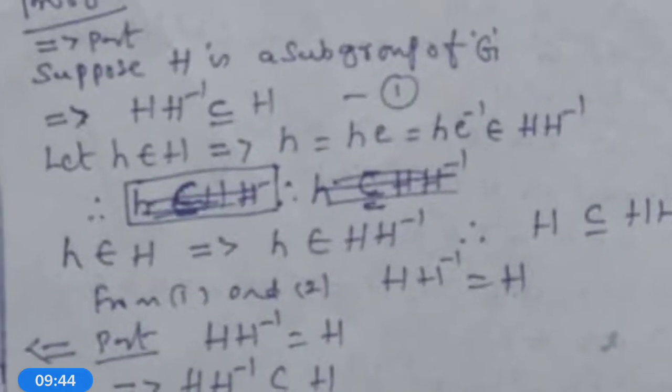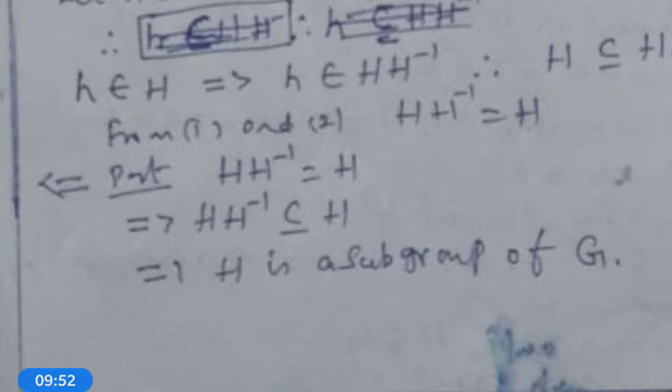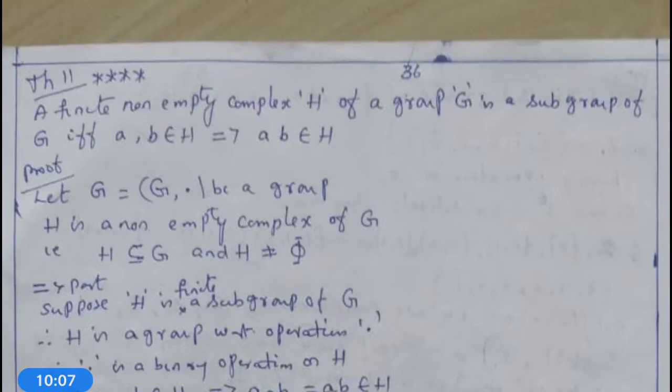Therefore, once again, the implies part is: if H is a subgroup of G, then we have proved H H inverse is equal to H. The implied part is: H H inverse is equal to H, then H is a subgroup of G. So, therefore, the theorem is proved.